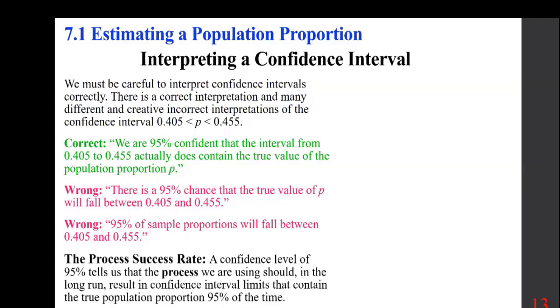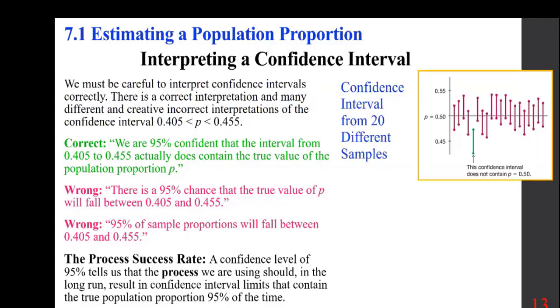A confidence level of 95% tells us that the process we are using should, in the long run, result in confidence interval limits that contain the true population proportion 95% of the time. This is a graph representing confidence intervals from 20 different samples.